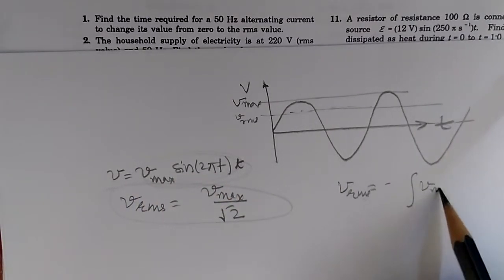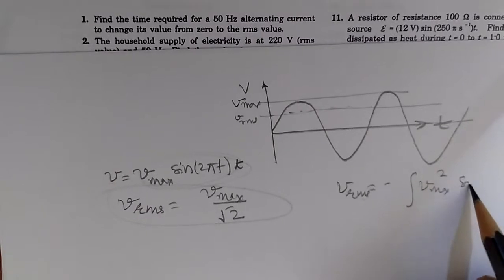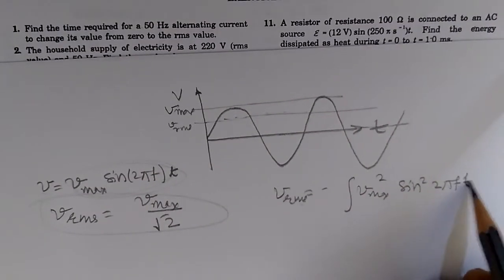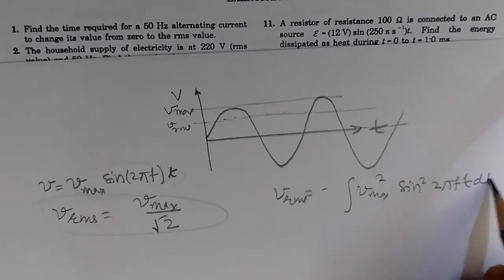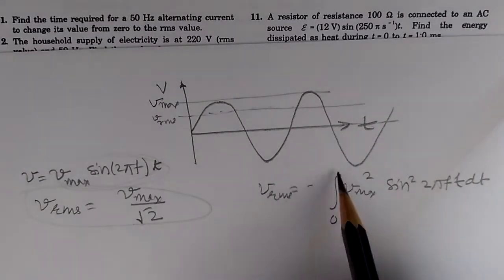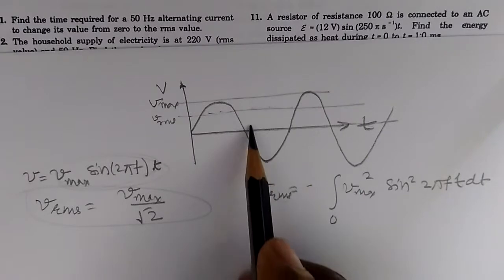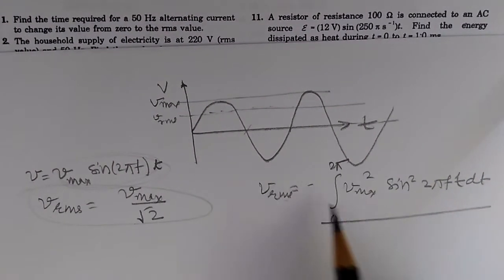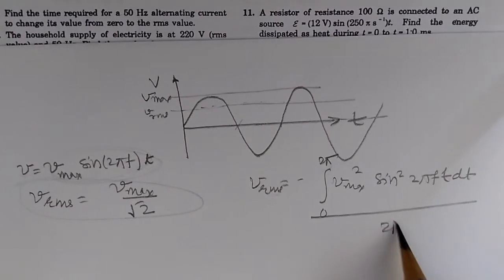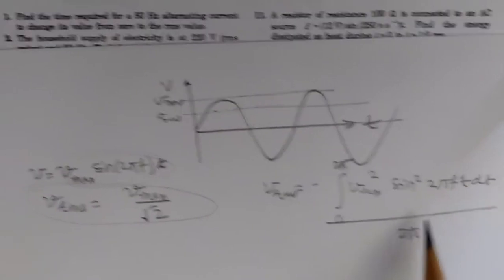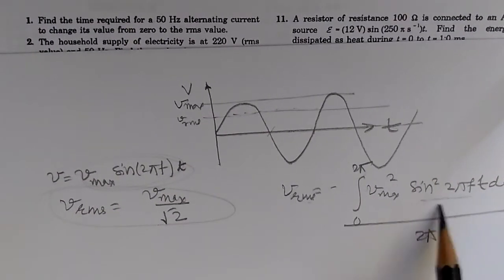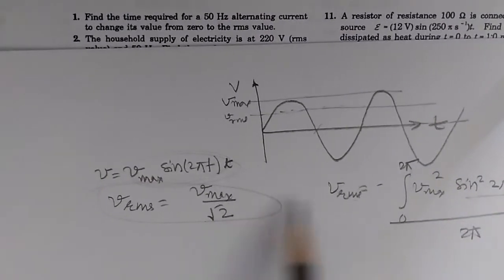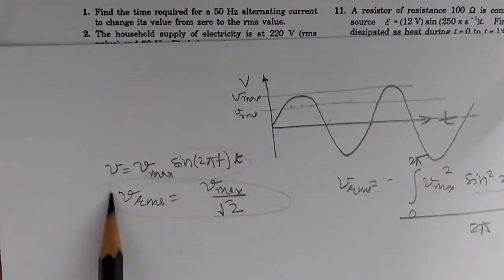So you write V max square sine square 2 pi f into t, or maybe cos square 2 pi f into t, dt integrated from 0 to maybe 0 to pi or 0 to 2 pi, whichever you like, and then divide the whole thing by the whole duration 2 pi. So if you forget this Vrms formula, you can derive it, apply the formula for sine square theta in terms of cos 2 theta, and then find this value. So you will get this. Finally you should get it.